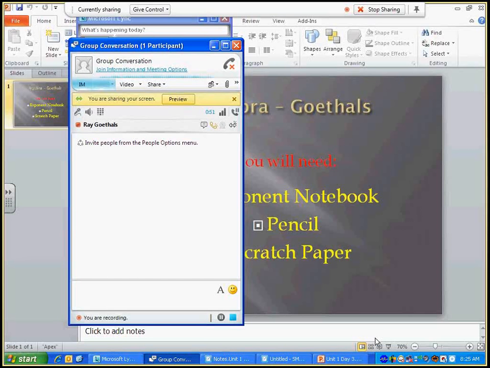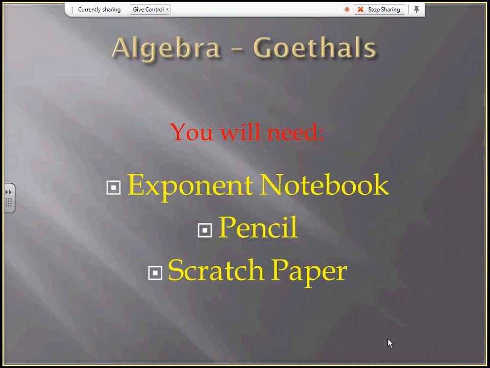Before we get started, let's make sure that you have your exponent notebook, something to write with, and a piece of scratch paper. Take a moment to find those things if you need to.